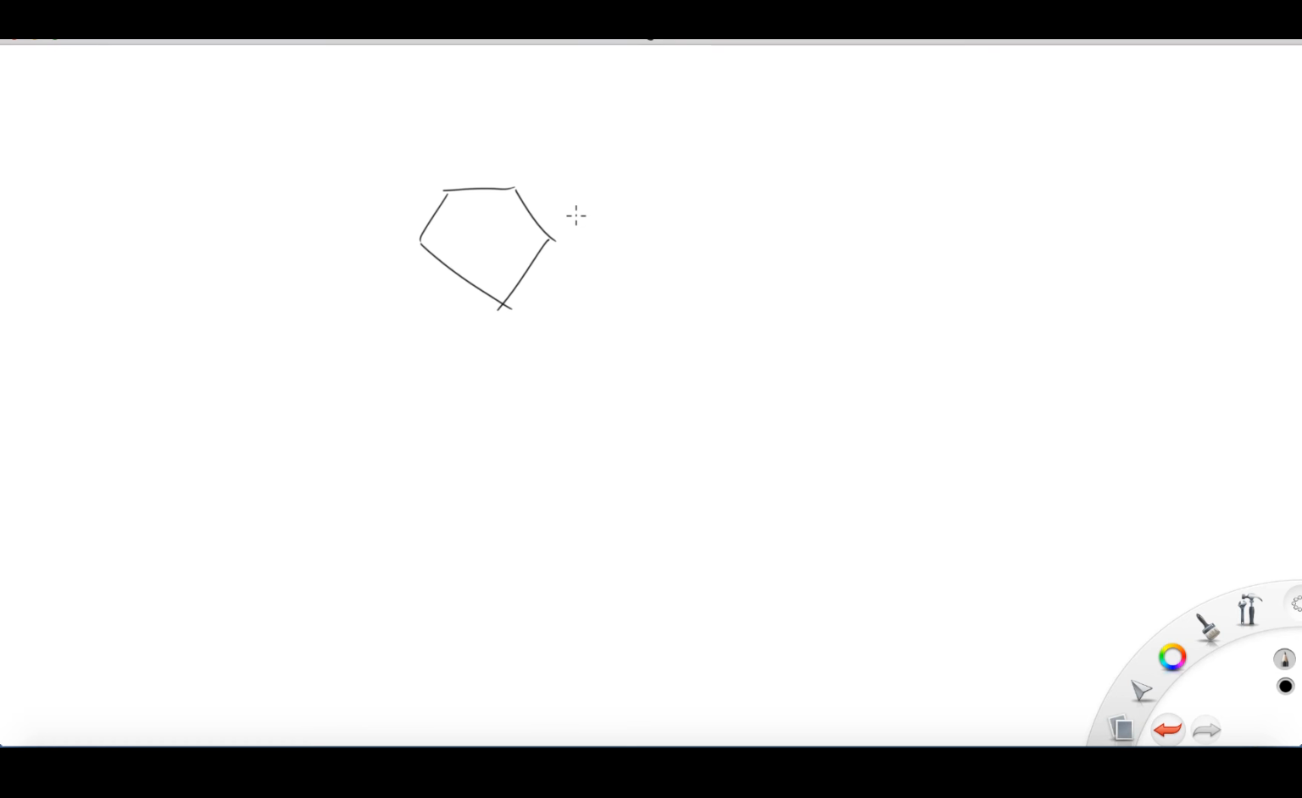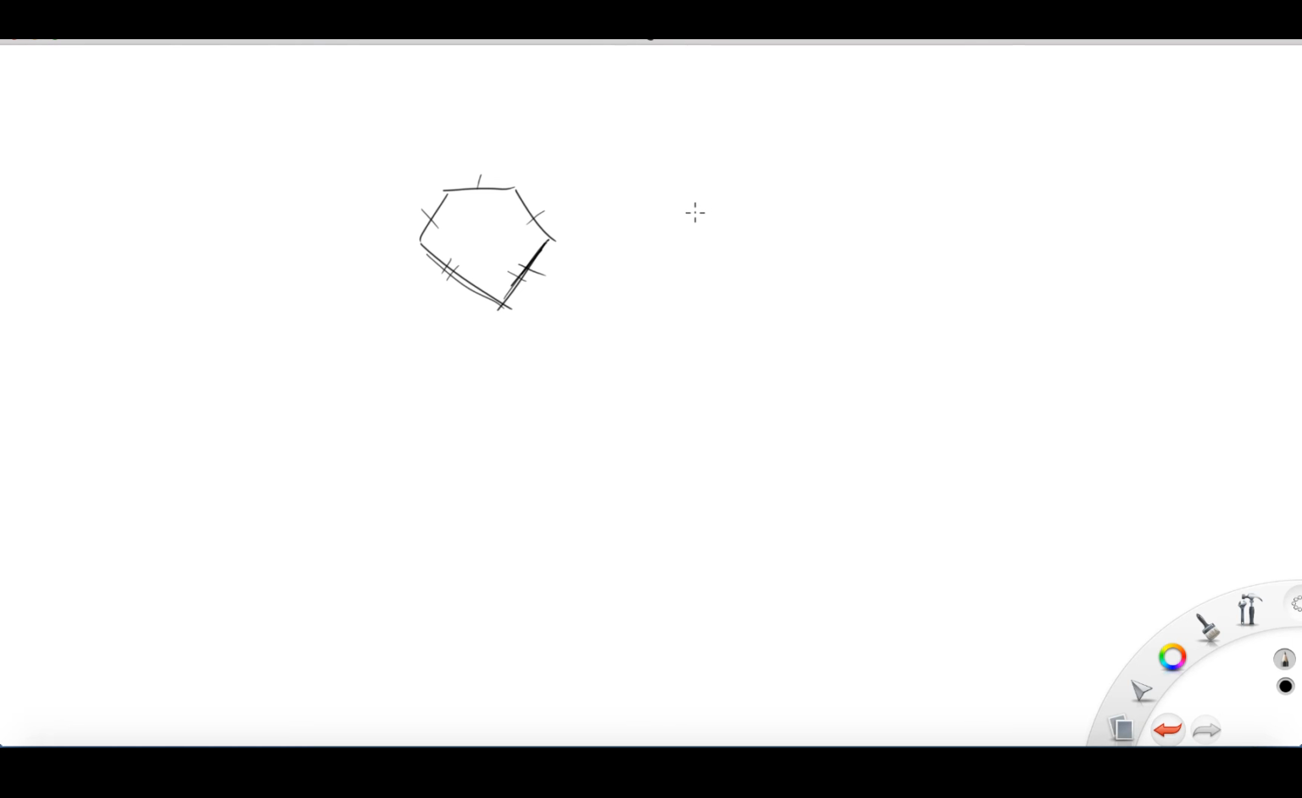It says name the polygon, and is the polygon regular or irregular? Well, you'll notice that these two lines are longer than these. So I'm going to give these two tick marks showing that this line and this line are longer. So I'm going to call that irregular, okay?